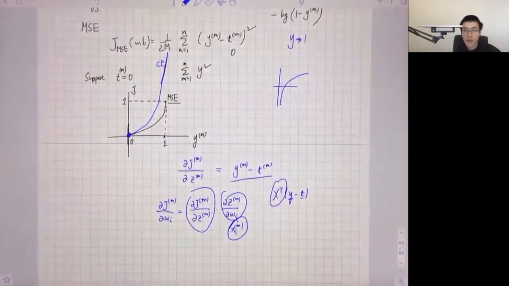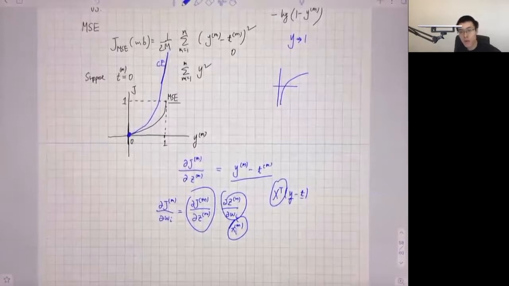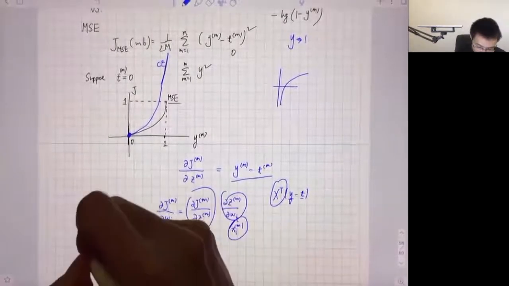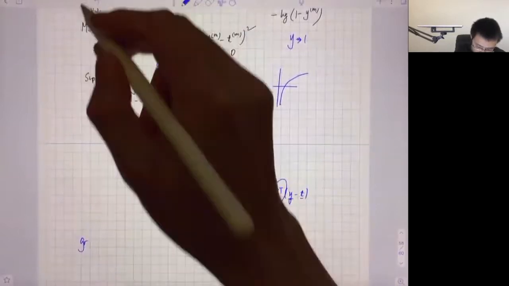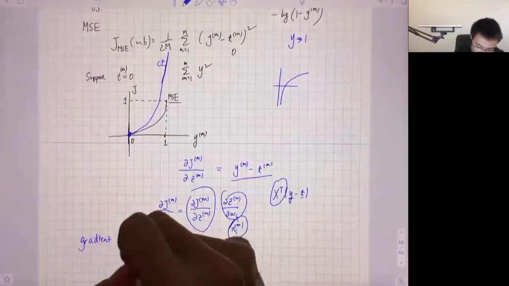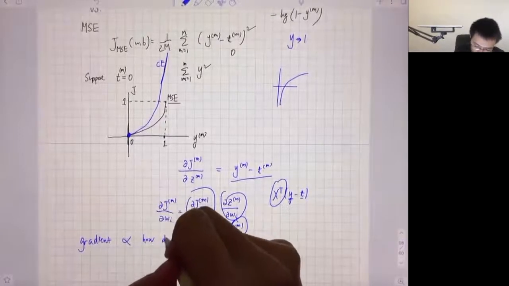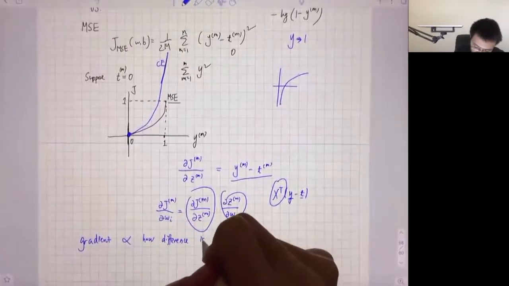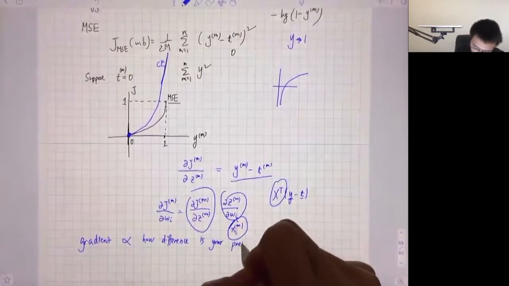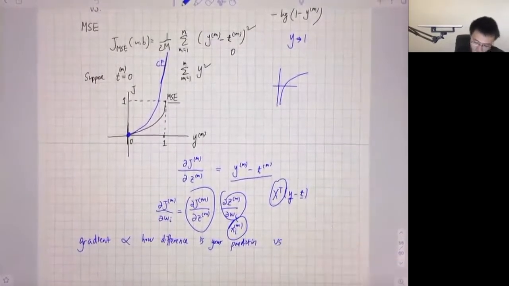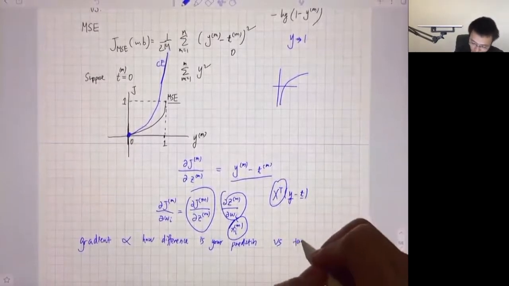It shows that the gradient is linear in terms of how much error you make. If the target is indeed 0, and your prediction is 0.1, then you have a gradient 0.1. If your target is still 0, but you predict 0.9, then your gradient is 0.9. So the gradient is proportional to how different your prediction is versus the target.